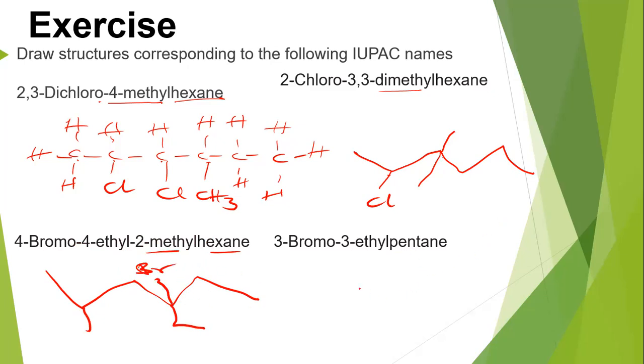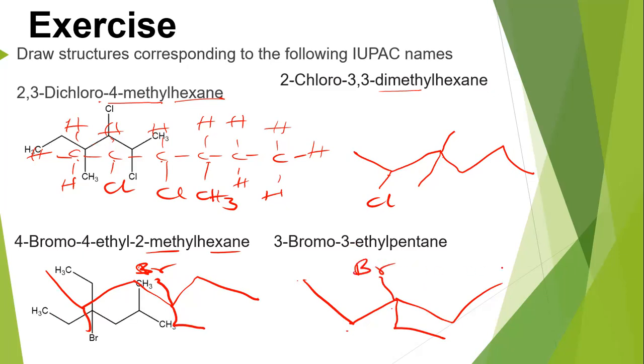The last one, pentene. 2, 3, 4, 5. Good. So this is pentene. 3-ethyl. So 1, 2, 3. So ethyl group, right? And then 3-bromo. So there's a Br here. Very simple. Good. So these are the answers. You can verify the answers.